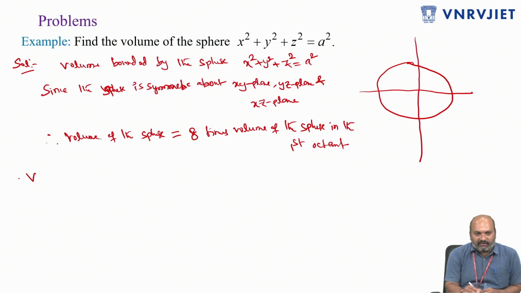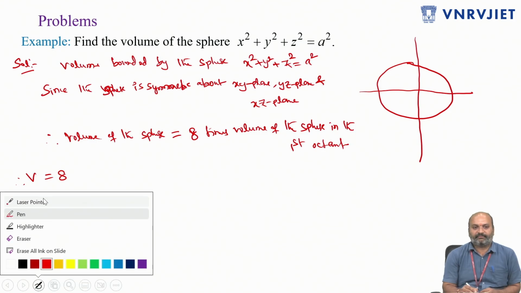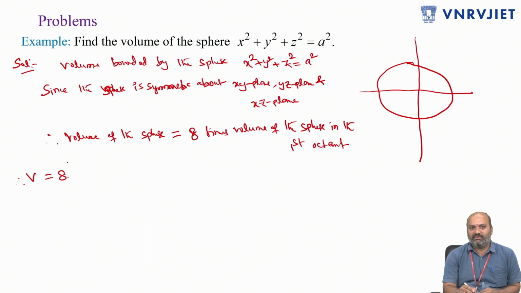That means, therefore, volume V is equal to 8 into... The general formula for volume is the triple integral over the volume of dx dy dz. Here it is 8 times the volume V in the first octant, so the volume over the first octant of dx dy dz.